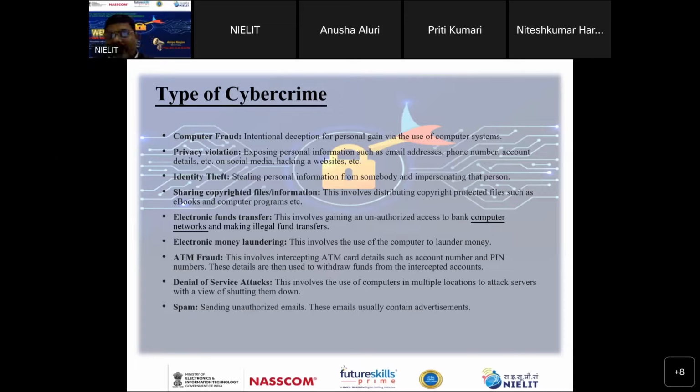Denial of service attack involves using computers in multiple locations to attack a server with a view to shutting it down. Spam is sending unauthorized emails. These emails usually contain advertisements.